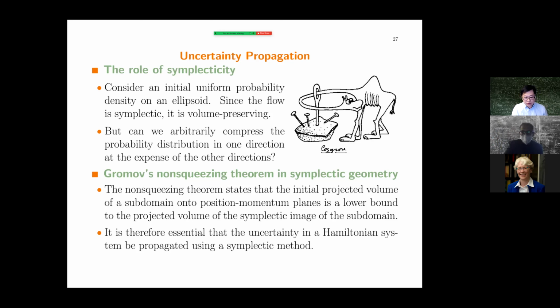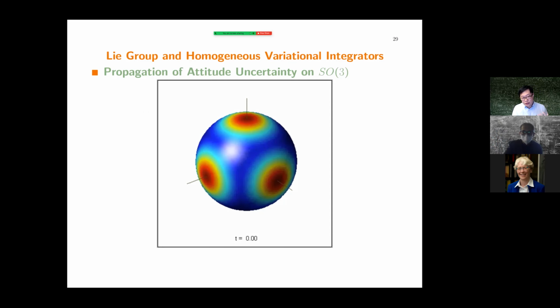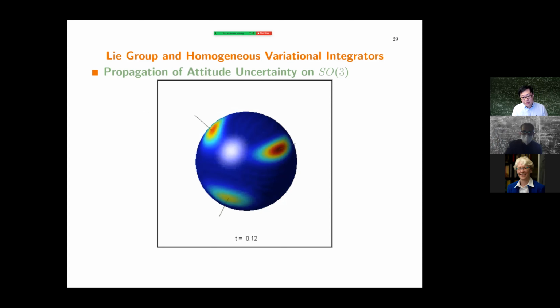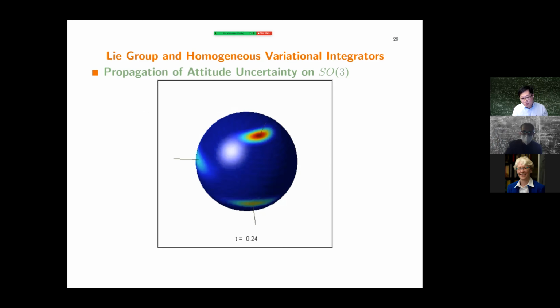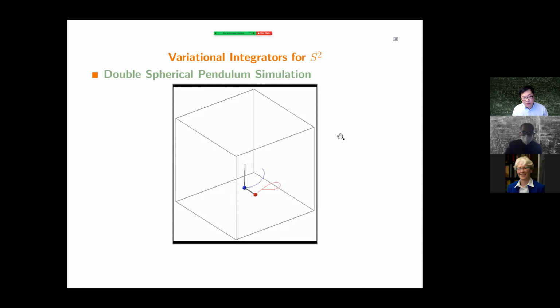So let me just show you some more videos. This is just meant to illustrate that you can again do these types of calculations on curved spaces, and you can advect probability distributions on curved spaces. And then these are some other simulations which we've done. This is a double spherical pendulum, and it has the advantage that it's a global formulation. It doesn't require constraints, and it has no coordinate singularities.